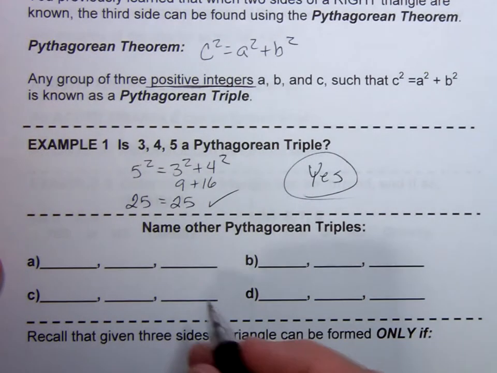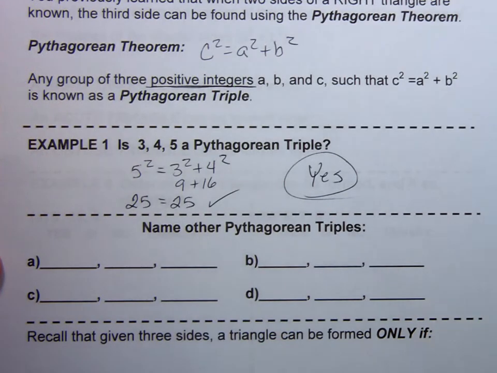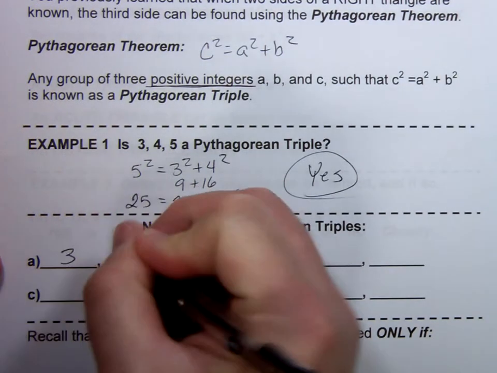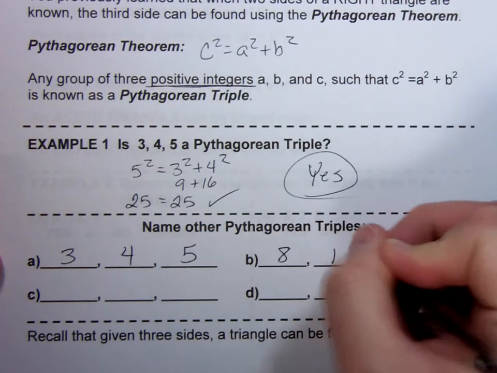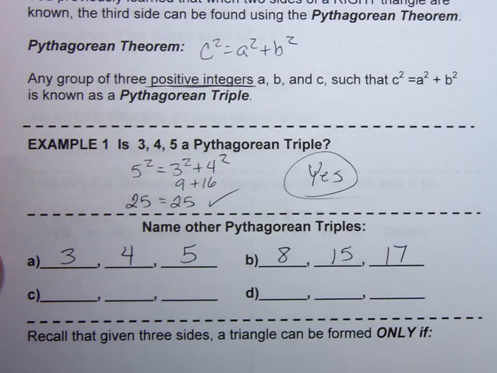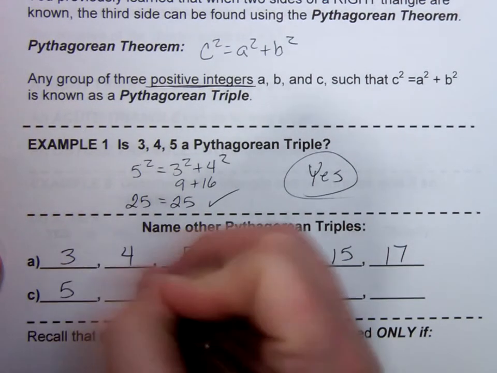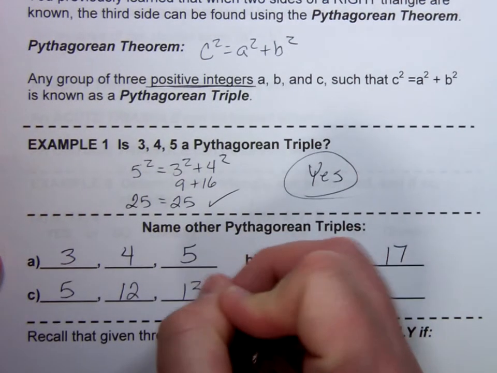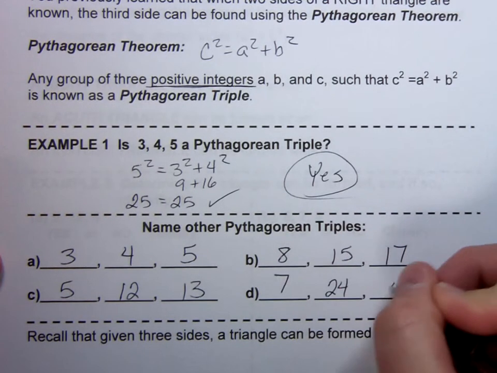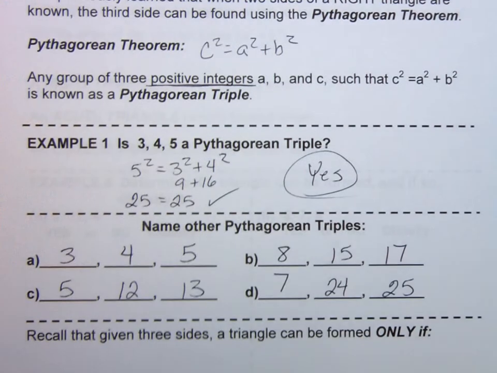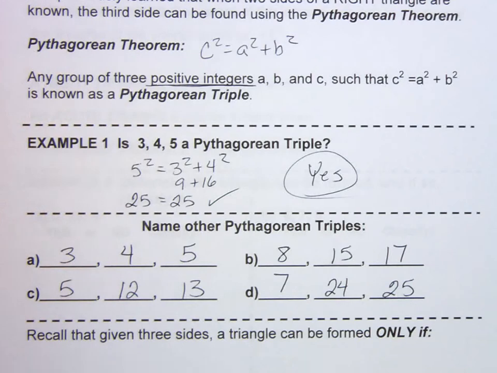So let's name the most common Pythagorean triples. We've got 3, 4, 5, which we just discovered, 8, 15, 17, 5, 12, 13, 7, 24, and 25. Now there are other Pythagorean triples, but these are some of the most commonly used ones. And with Pythagorean triples, any multiple of these three numbers would work as well.